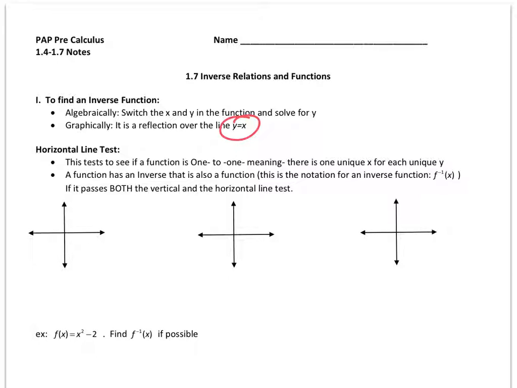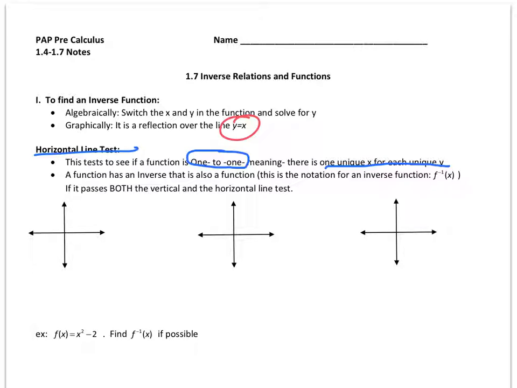So the first thing we're going to have to look at is the horizontal line test. This tests to see if the function is 1 to 1. So when you see that wording 1 to 1, it means there's one unique y for one unique x and for each one unique y. So they have to all be separated.